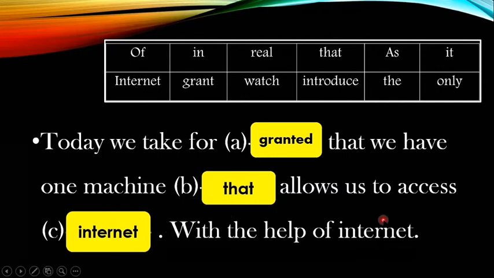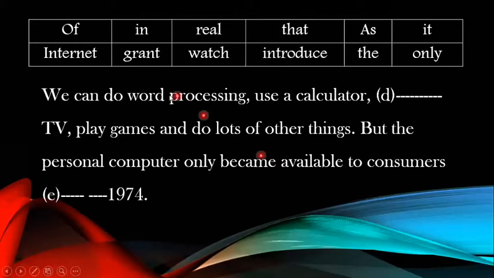With the help of internet, we can do word processing, use a calculator, ___ TV, play games, and do lots of other things. So we can do word processing, use a calculator, ___ TV. What TV? We can watch TV, and watch should be used in the same form as it is. We have it here because we can do. Here we had can. After can, we use V1 form of verb. So there is no change of the verb watch. Watch TV, play games, and do lots of other things.